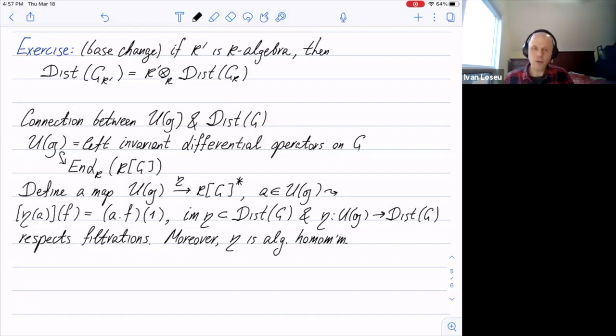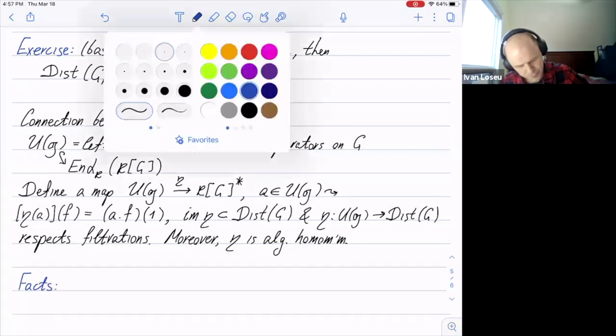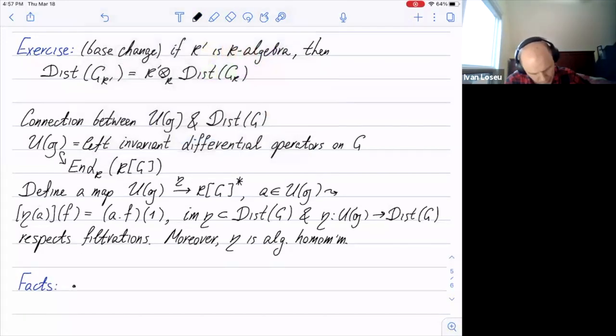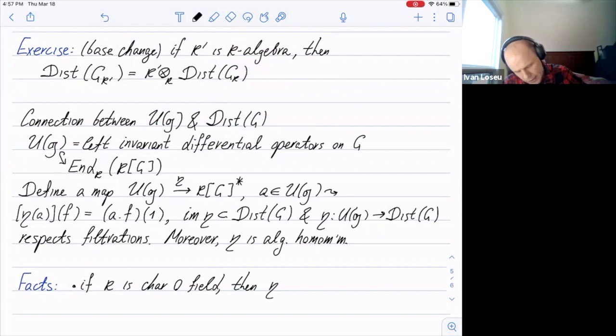Okay. Now, let me tell you two facts. And these facts will describe how this homomorphism eta behaves over fields depending on their characteristic. Facts. First, if this little k is a characteristic zero field, then it is an isomorphism.